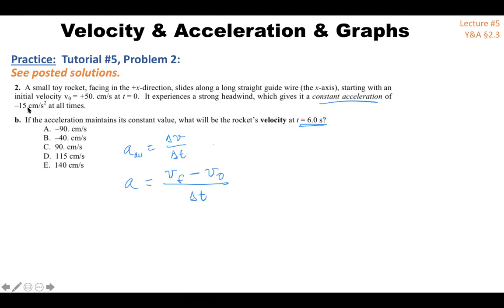Okay, so let's figure out what we know and what we're trying to solve for. We're given that the time t is 6 seconds, so we know that. The acceleration is the same as it was before. We still know that. V naught, the initial velocity, is still known. And we're asked to find the velocity at time t equals 6 seconds. So that's the unknown that we're trying to solve for. So let's isolate that. V final is equal to, I will multiply both sides by delta t, acceleration times delta t, plus, and then I add v naught to both sides, v naught. Okay, so now I can plug in my values.